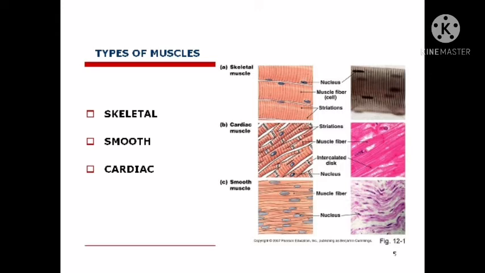So first of all, these muscles are voluntary, meaning they are under our own control. We can move them according to our desire. Then the smooth and the cardiac muscles are both involuntary, and these are not under our own control. There is a little bit of difference between the smooth and the cardiac muscle, and later in the coming discussion I am going to tell you.